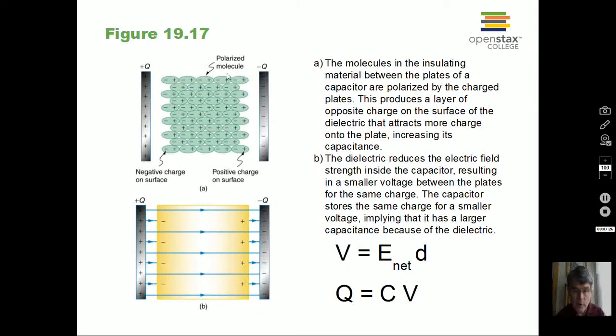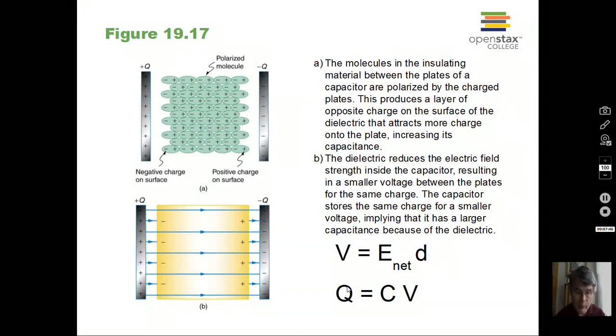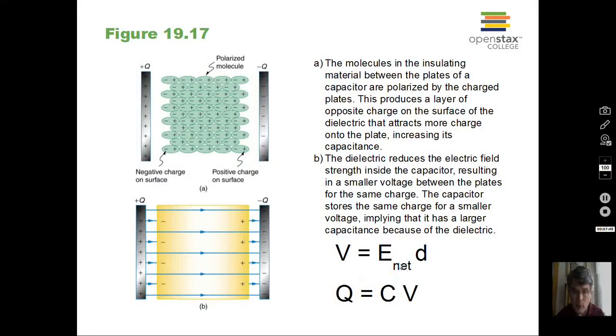Well, the potential is something related to how much electric field we have. Potential is electric field net times the distance across here. So we end up with less potential difference across the capacitor. If we have the same amount of charge, we're going to have a smaller net voltage. To get this same amount of charge as we had without the dielectric, it turns out the capacitance value changes. The capacitance value is calculated with geometry, and then also the effect of this dielectric increases the capacitance.